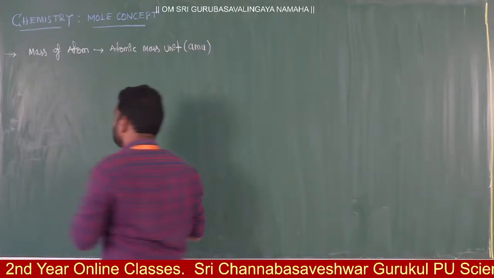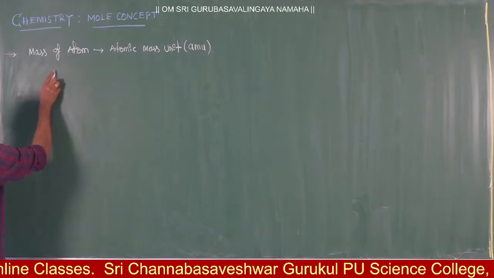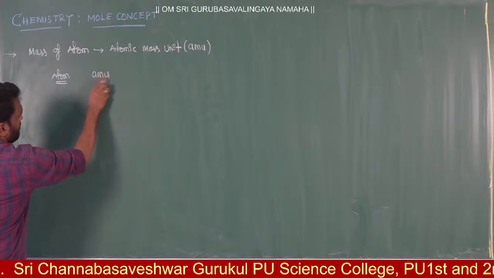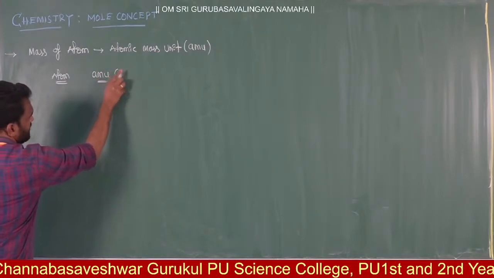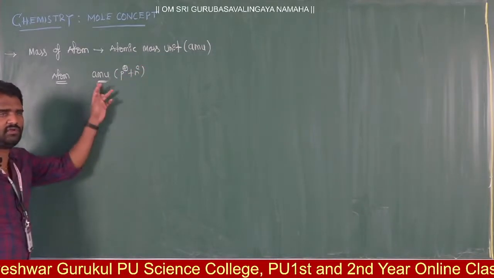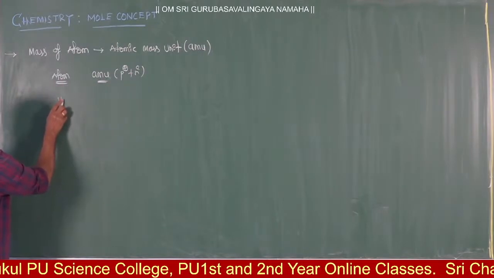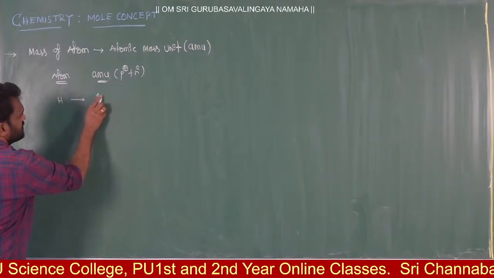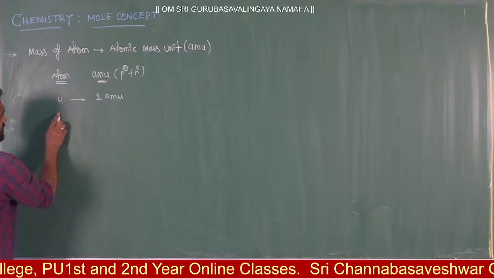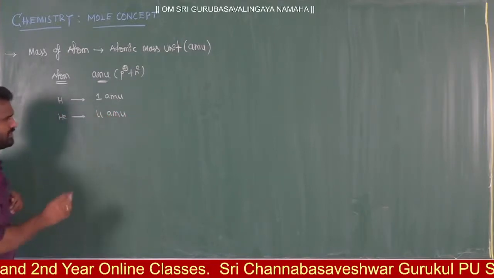Now let me take hydrogen. If I take an atom, how much atomic mass unit will you get? Atomic mass unit will be equal to the number of protons plus the number of neutrons. This AMU you get from the protons and neutrons only. For hydrogen it is 1 AMU, and if I have helium, atomic mass equals 4 AMU.